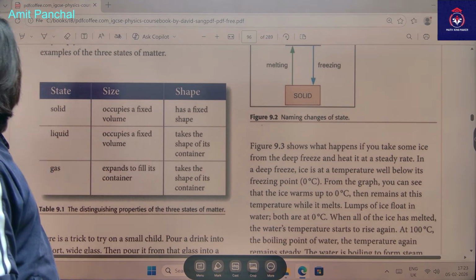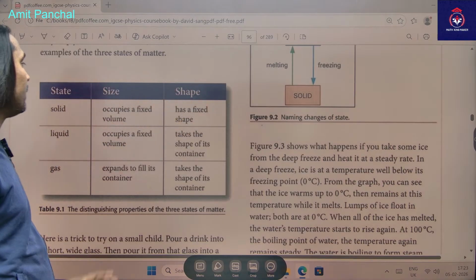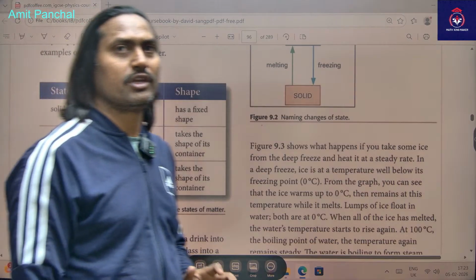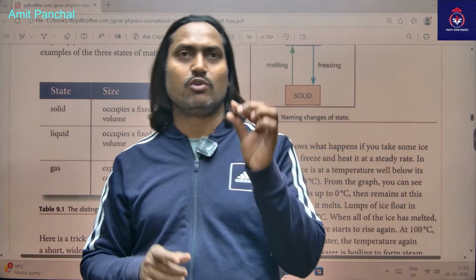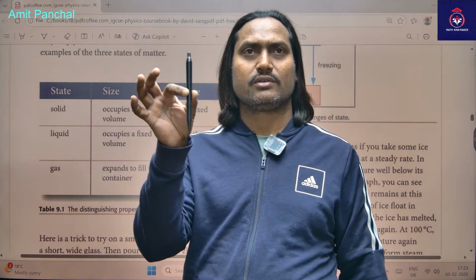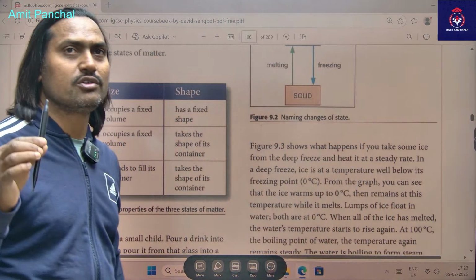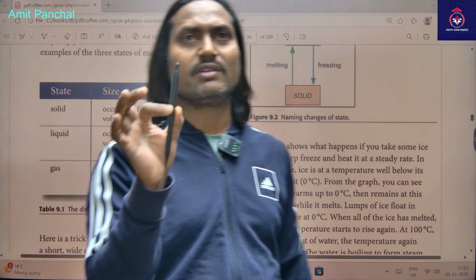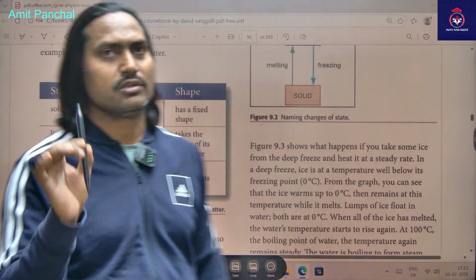Now, what can we say about their size and shape? If you talk about a solid, it occupies a fixed volume. Like this is a pen, so we can't change its volume, shape or size. It's fixed, isn't it? So why is it fixed? Because there is a very small gap in between the atoms of the solid.